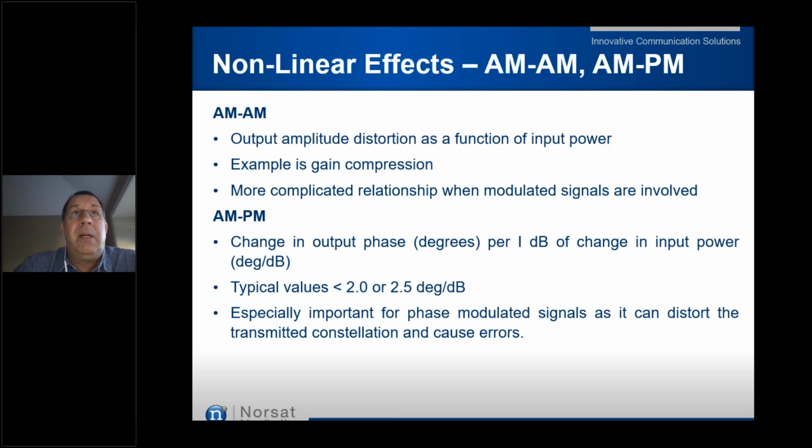AM to PM is another important measurement, and this is a change in the output phase as you increase the input power. So it's typically measured as the change in the output phase, in degrees, per 1 dB change in the input. The typical values for a system are around 2 degrees per dB, or maybe 2.5 degrees per dB. Less is better. Ideally you would have essentially no change in phase, but of course you always get a little bit.